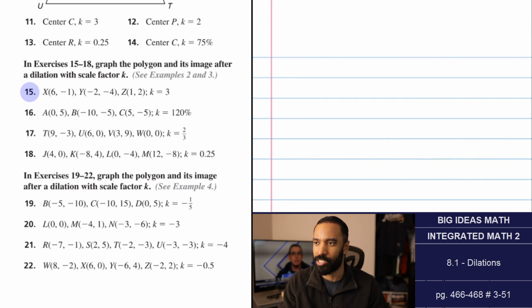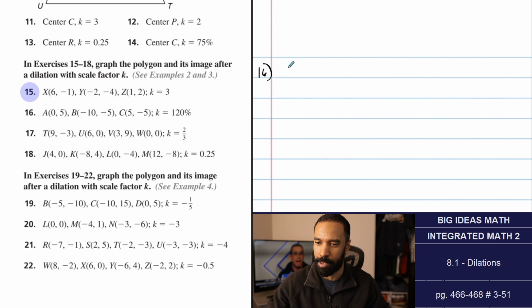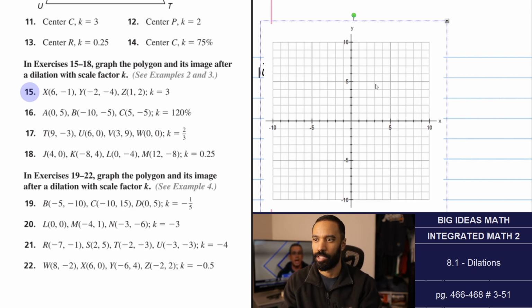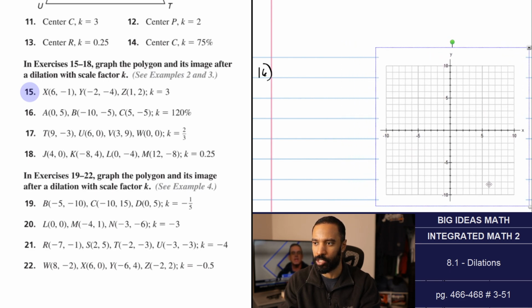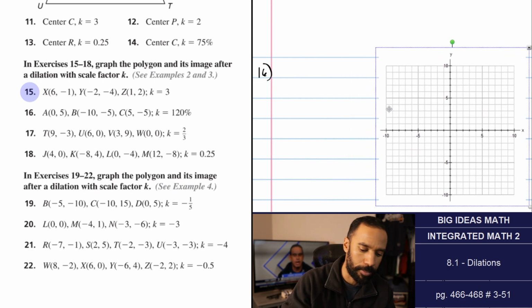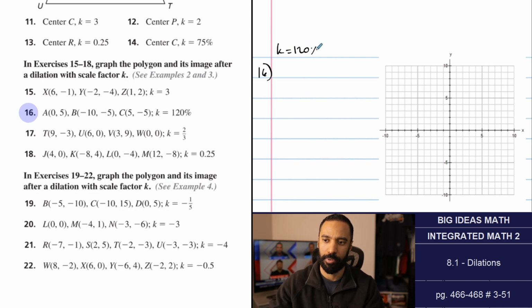Okay, number 16. And like I said, this time I want to give myself more room to fit the graph on the same portion as what I write after transformations. So I'll shrink it, sure, but I do want to fit it properly here as well. So number 16, K is 120%. So 120% is the same thing as 1.2, but it's also the same thing as 6/5.